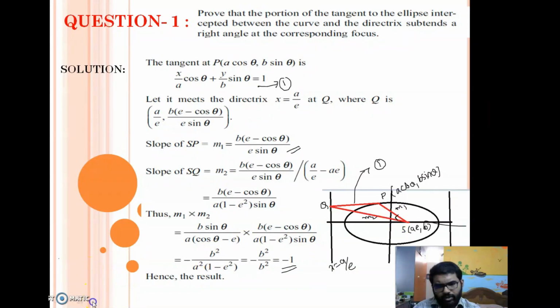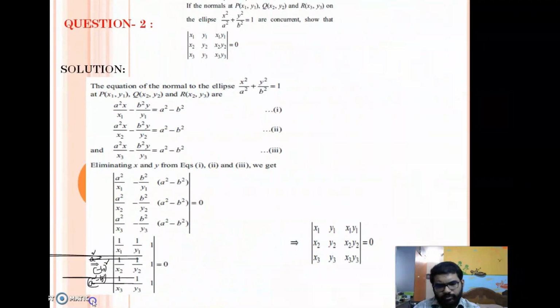Next, question number 2. The normals at (x1, y1), (x2, y2), (x3, y3) on the ellipse are concurrent. Then the condition is this. Now here, you write the equation of a normal. These are the three normals we wrote in the point form.